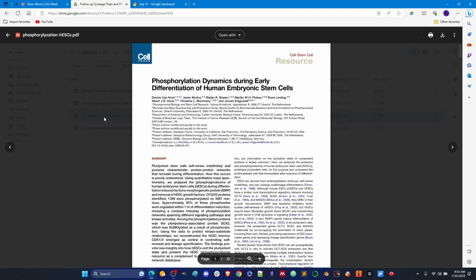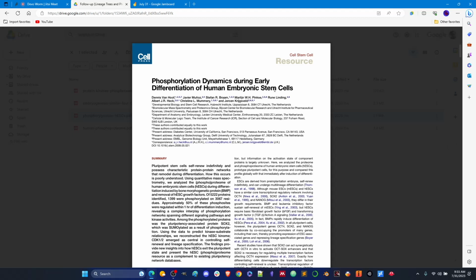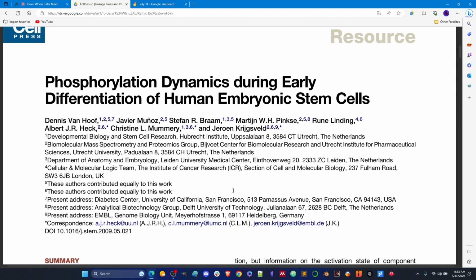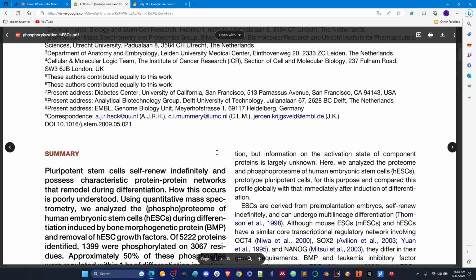This is a paper on phosphorylation dynamics in human embryonic stem cells. This is the paper that Lukas referenced when we were talking about stem cells and the role of phosphorylation. The reason I gave him all these papers is that a lot of these proteins are involved in phosphorylation, and that function is distinct from, say, the cytoskeleton, but it's also very important. We know from this paper that in human embryonic stem cells, there's a lot of phosphorylation going on during early differentiation.